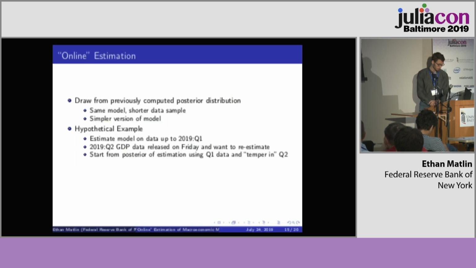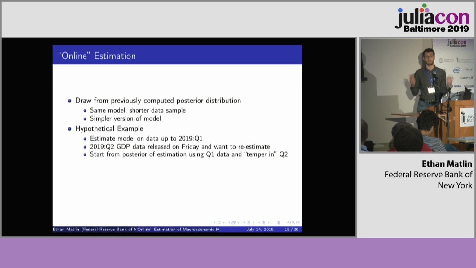So the other contribution is the idea of online estimation, where you use draws from a previously computed posterior and then just go from there. So this can be used for having a data sample and then you extend the data sample. That's one approach. Or you can have a simple version of the model, so maybe a representative agent model, and then you add some heterogeneity to it. And as long as the model has the same parameters, you're fine. You just start off where you left off and use the posterior from the first estimation as your initialization, and then just keep going.